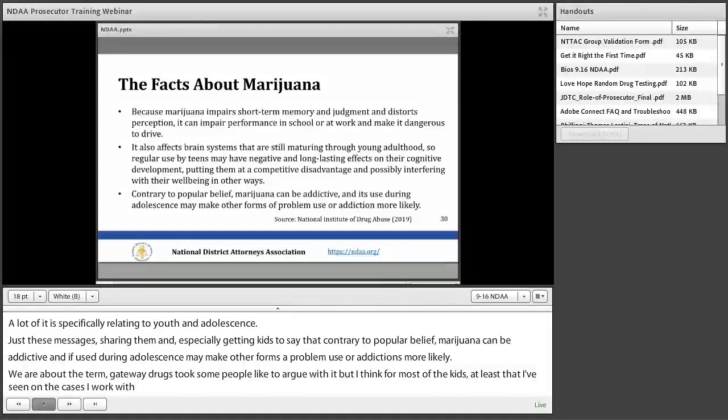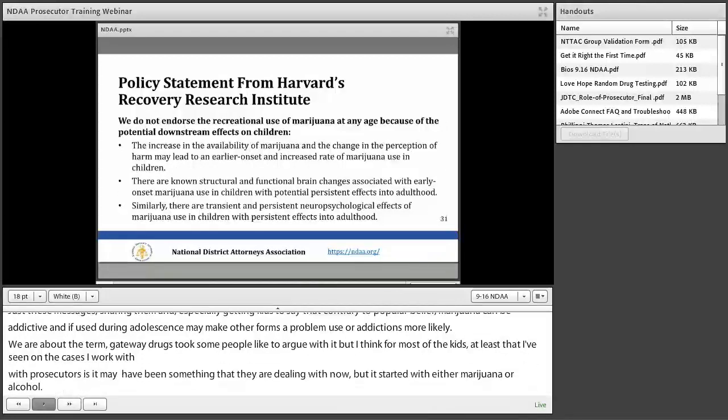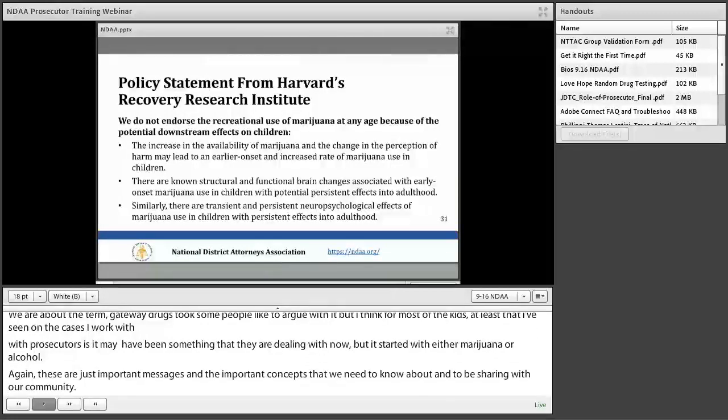So again, these are important messages and concepts that we need to know about and to be sharing with our community. Again, these are more statements about that danger, and I think this is something to provide and maybe do a community meeting about.